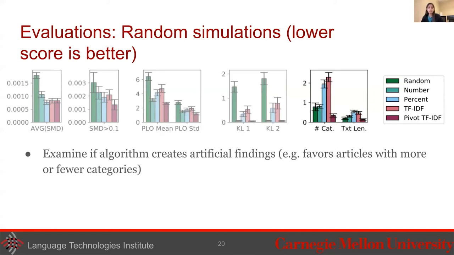Finally, we examine if our method is liable to creating artificial findings. So for example, we know that the raw TF-IDF vectors favor articles with fewer categories. So we check if our matching method is creating differences in the average number of categories and article lengths in the target and comparison corpora. And again, we find that pivot slope TF-IDF vectors best avoid creating these types of artificial differences.